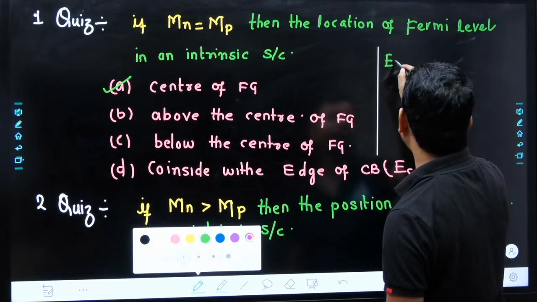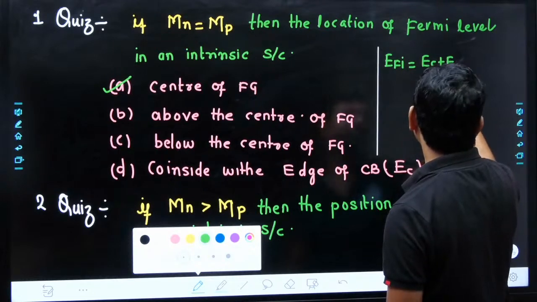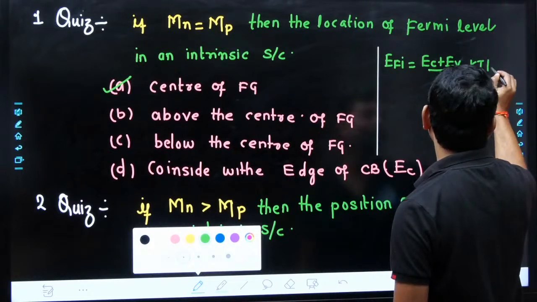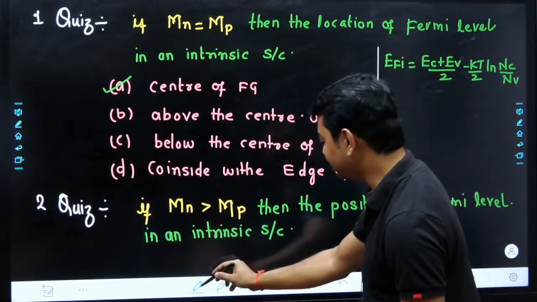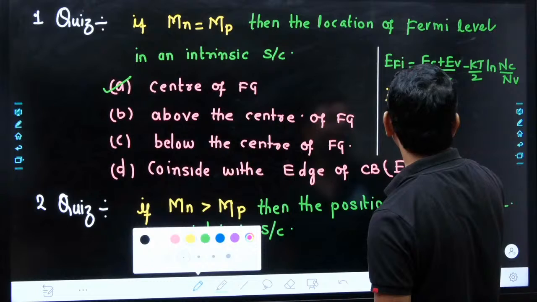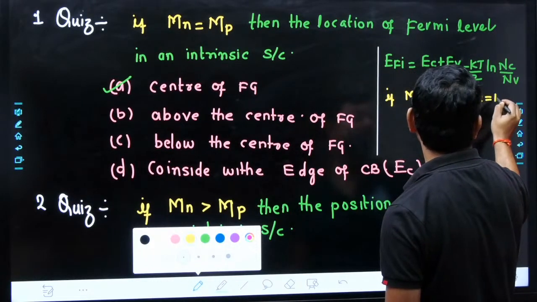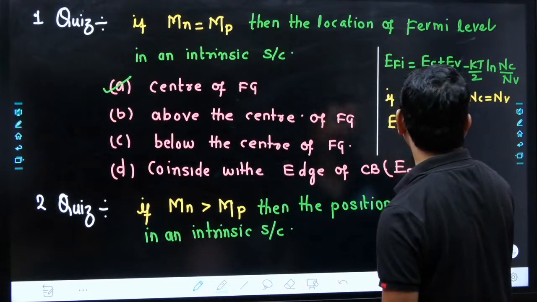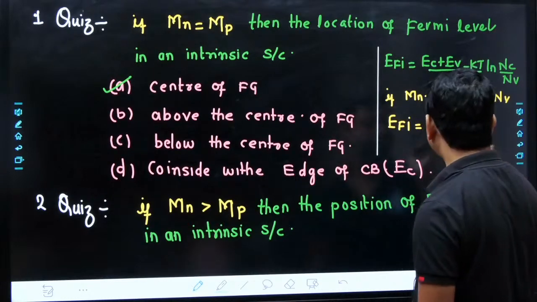So, we have to find out the Fermi energy level in an intrinsic semiconductor, and this is (EC plus EV) divided by 2 minus (KT divided by 2) ln (NC divided by NV). Okay. So, I just write here, if we have Mn is equal to Mp, then this implies NC is equal to NV, and in that condition EFI should be equal to (EC plus EV) divided by 2. This will be the formula.